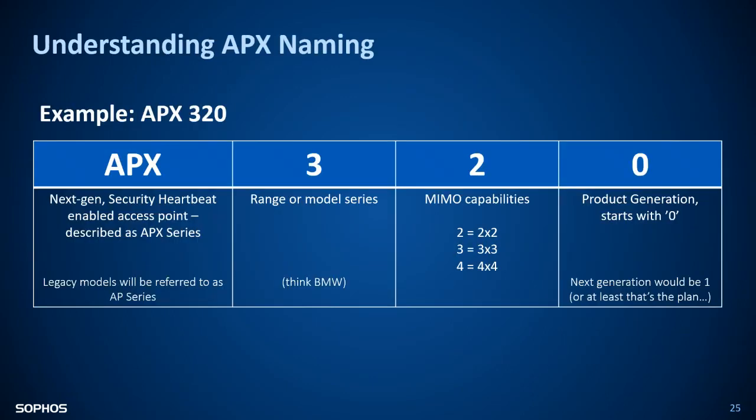Let's look at the naming convention of the APX series. If we look at the APX 320's naming convention, think of this as the BMW series. The 3 in the APX stands for the model of the series, the 2 is the number of radios included, and the 0 is the revision number of the device, meaning should we release a new version of the APX 320, it would change to APX 321.